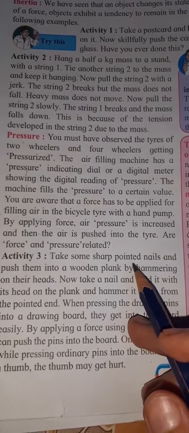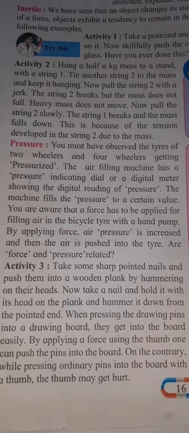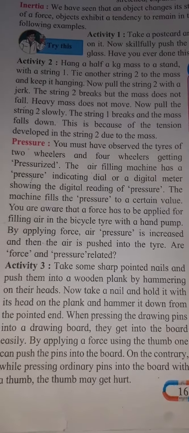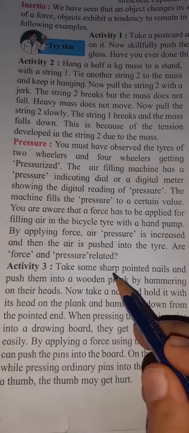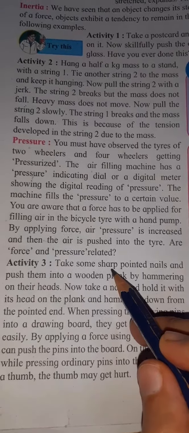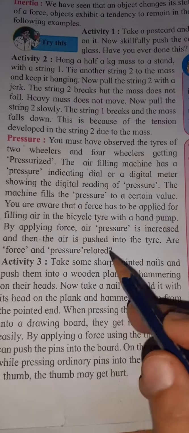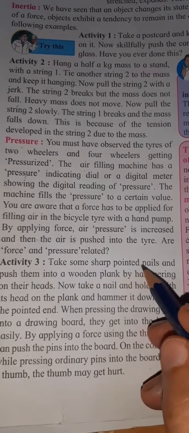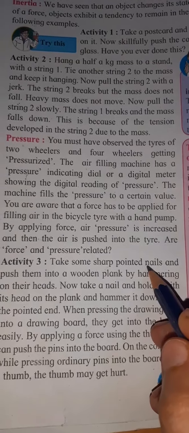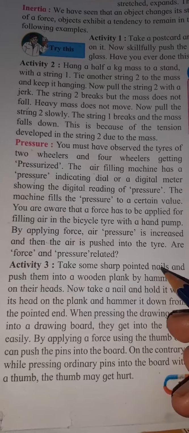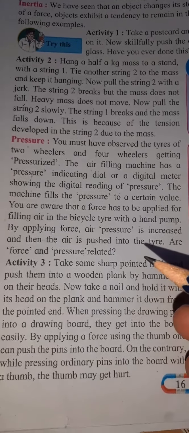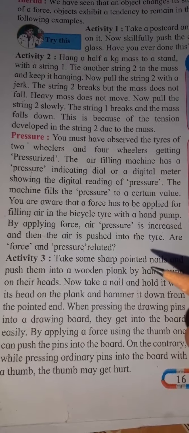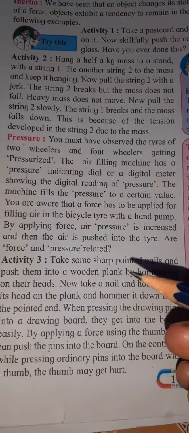Obviously the pointed nail is easier to push in the wall, right? Because the smaller the surface area, the more pressure is created. Meaning if a sharp pointed nail is there, that point has a very small area, it is pointed like the point of the lead of the pencil, the surface area is very small, so it creates more pressure.